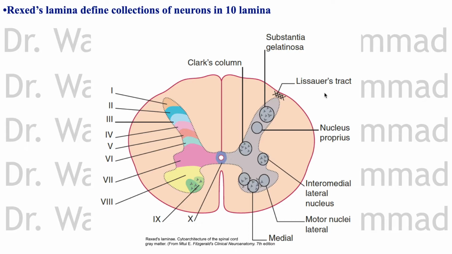There is also an arrangement into Laminae 1 through 10 by Rexed. It's called Rexed's laminae. These laminae define the collections of neurons in 10 layers. See the dorsal one being number 1, and the one around the central canal is Rexed's Lamina 10. This is another arrangement than the one you see here, for example.